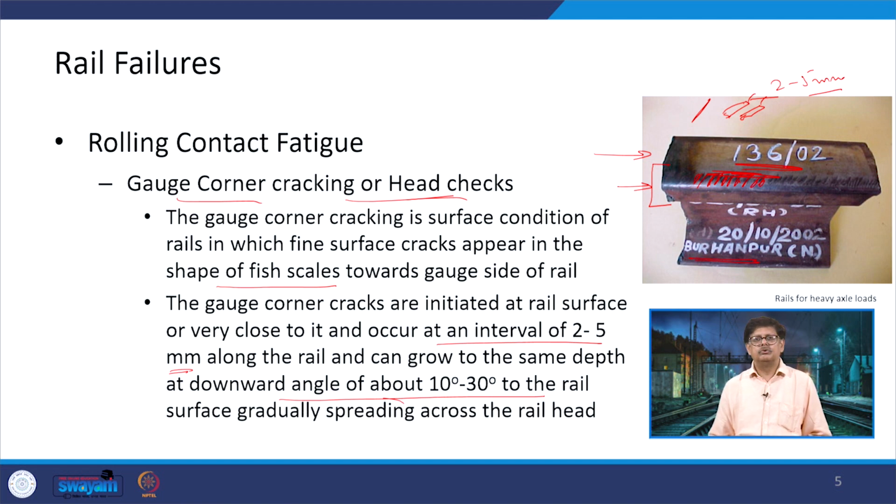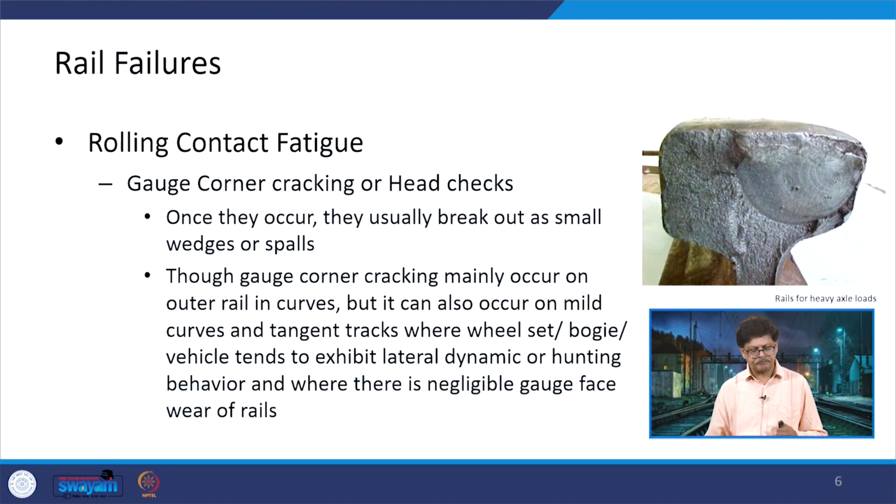and can grow to the same depth at the downward angle. So, this is 2 to 5 mm, and then this is growing for the same value of 2 to 5 mm downwards. So, this is a downward direction at an angle of 10 to 30 degrees to the rail surface, gradually spreading across the rail head. So, gradually all along this particular surface, you will find that this type of thing is occurring.